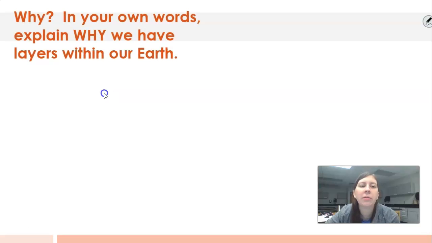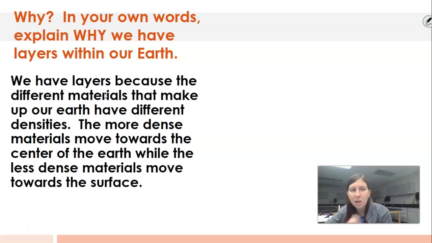So why do we have layers within our Earth? We have layers because the different materials that make up our Earth have different densities. The more dense materials move toward the center of the Earth, while the less dense materials move toward the surface. So each layer is increasingly more dense.